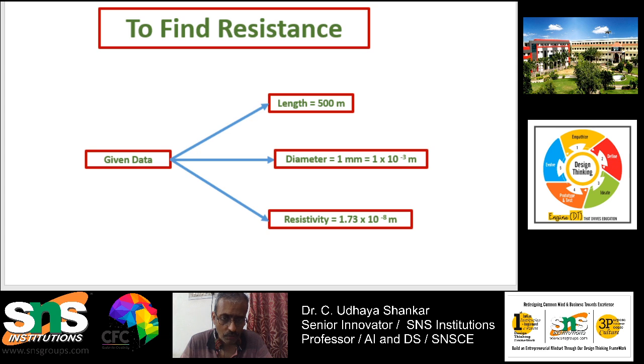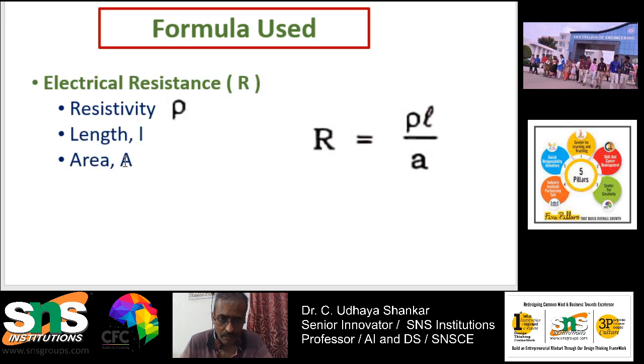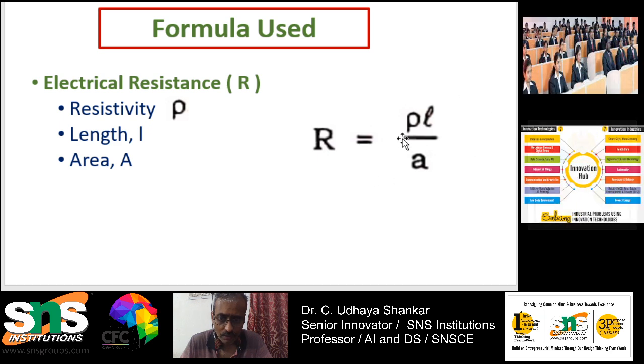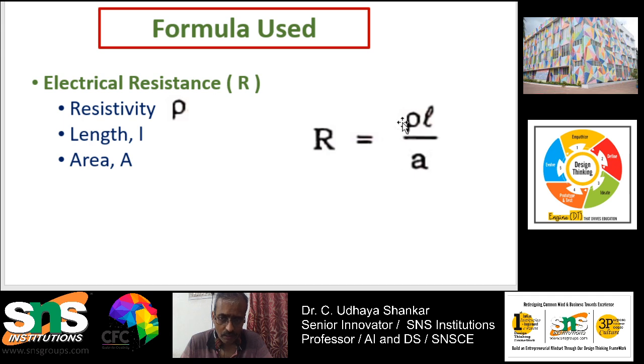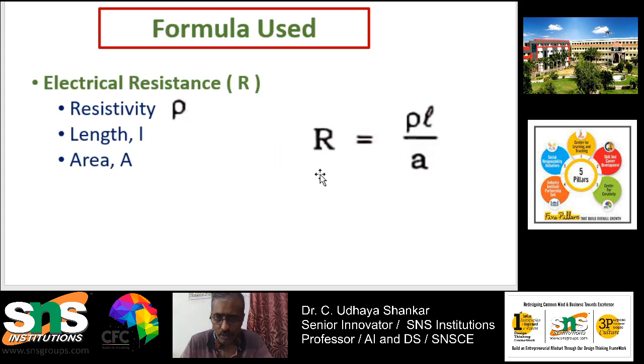In order to do so, the formula is R equal to rho L by A. Resistivity is given, length is given, and area can be found. What is rho? Rho is nothing but the specific resistance, L is the length of the particular wire which we have taken, and A is the area. So rho is the resistivity, L is the length, and A is the area. The length, diameter and resistivity are given, so directly you can substitute in this formula in order to find the resistance.